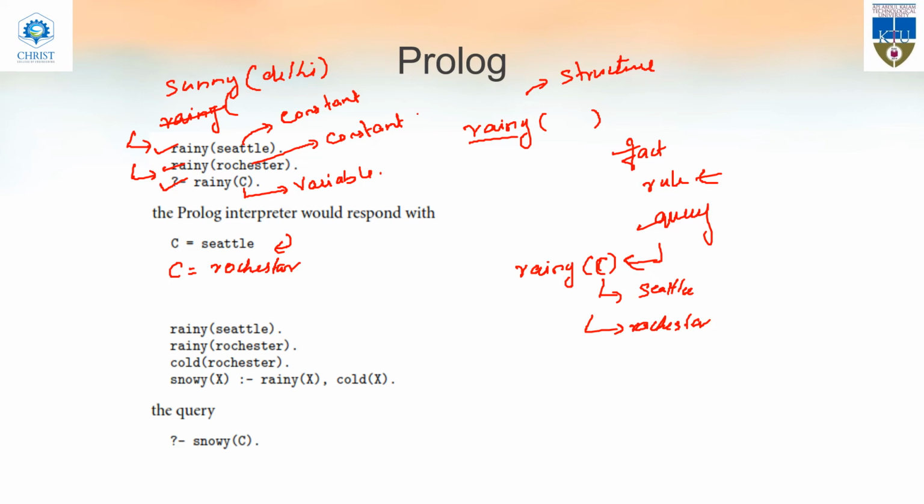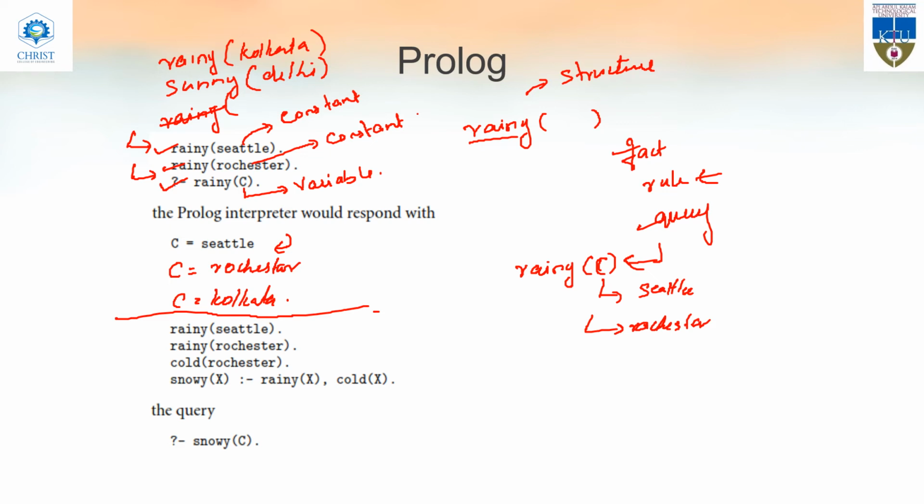If I write another one, rainy of Kolkata, and I ask rainy of C, then C can hold Seattle as an answer, Rockstar is a constant that C can hold, and C can also hold another constant, Kolkata. So C equal to Kolkata will also be displayed.